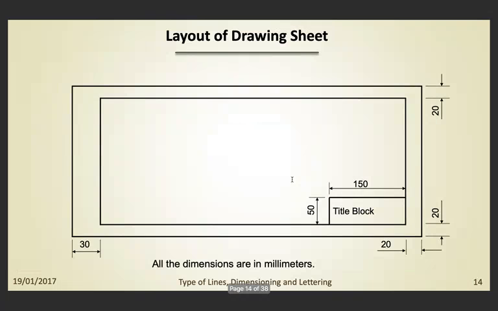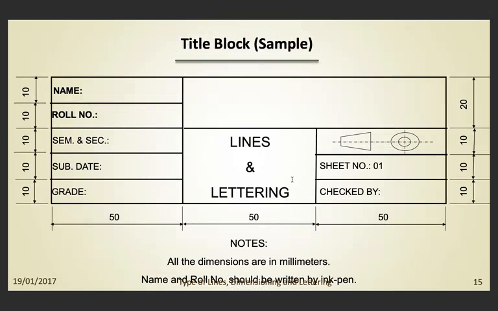This is the board. This is how the drawing sheet looks. You have to maintain a minimum margin width and size, and there should also be a title box at the right bottom corner of the page. It has also its own dimensions. So title block sample, this is according to your college or the university you are in. You will be instructed to do so.